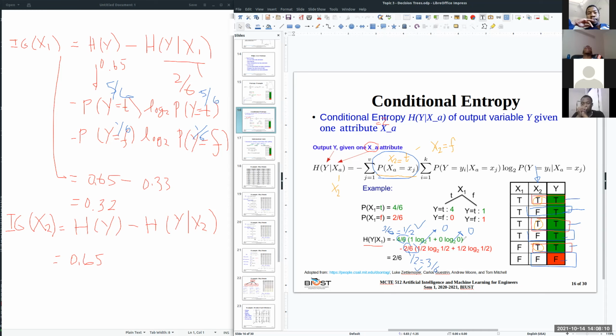So this is correct. Now let's consider the case when x2 is false. Let's mark it separately in green. So x2 is false. This one, 1, 2, and 3. And how many are true? So 1 and 2. So now this is 2 over 3. So this is 2/3, and that's also 2/3. Next, this is 1/3, and this is also 1/3.